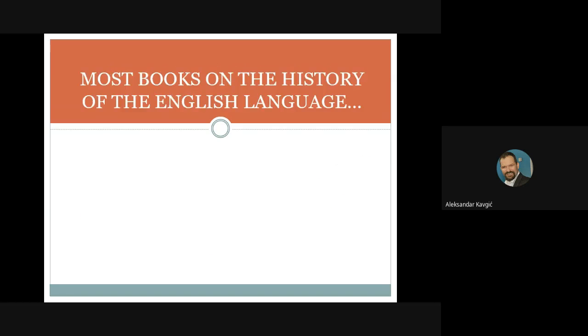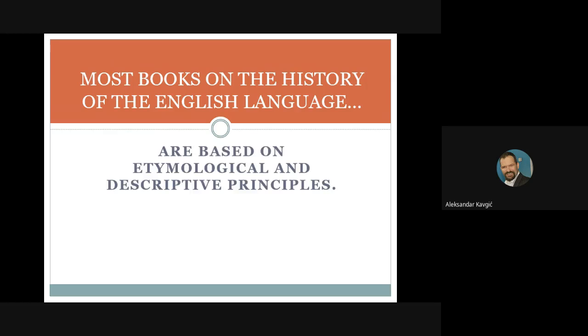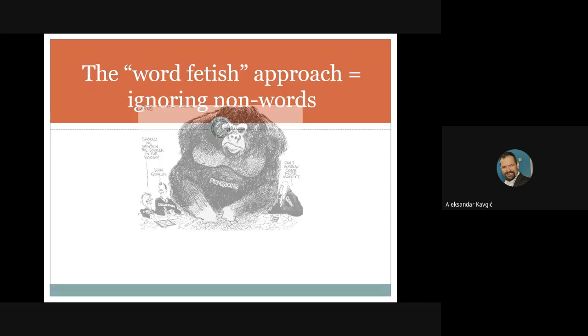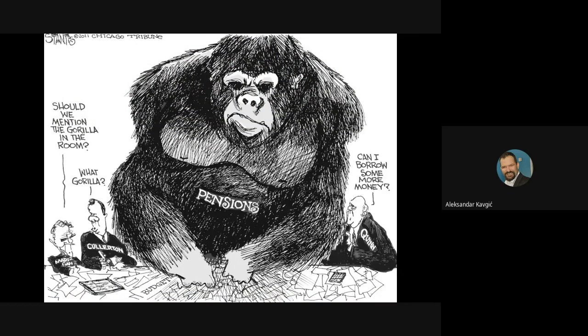But most of the books on the history of the English language are actually based on etymology and this descriptive approach. John McWhirter is slightly politically incorrect. He calls it the word fetish approach. It means that most linguists, when they were looking at the history of English, ignored non-words. They ignored syntactic changes, syntactic features, new patterns in syntax, etc., which fundamentally means that you are ignoring not the elephant, but the gorilla in the room.